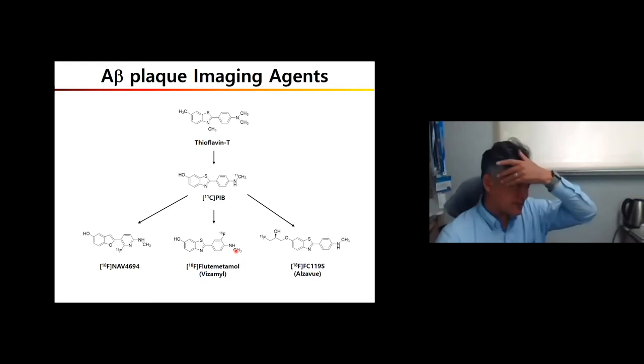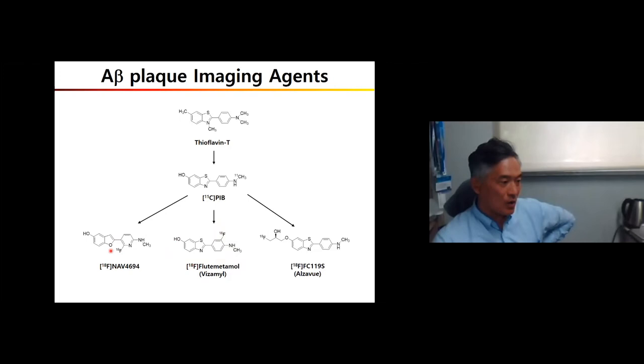And another group used a benzoxazole containing compound. There is a NAV something structure. Their structure is different from the PIB in that the benzothiazole ring is changed into an oxazole ring.